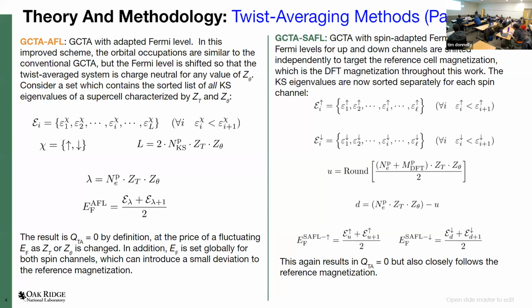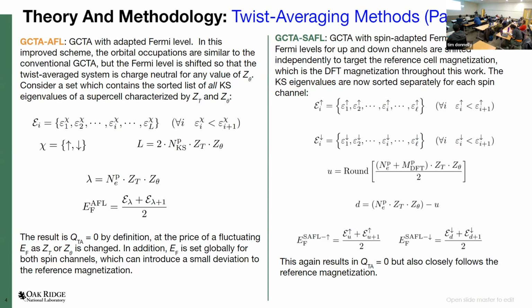We propose 2. The one on the left we call GCTA AFL, which stands for GCTA with adapted Fermi level. In this scheme, it is very similar to the conventional GCTA, but now we have shifted the Fermi level such that once you do the twist averaging, you get a charge neutral system for any value of Z theta, where Z theta is the number of twists in your supercell.